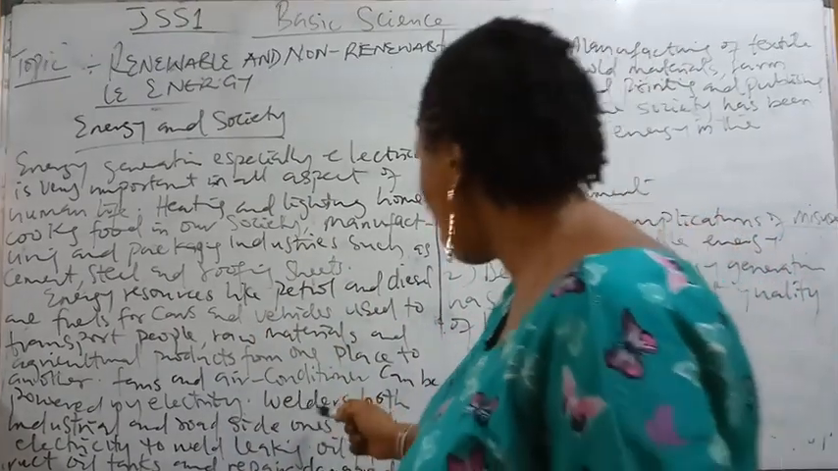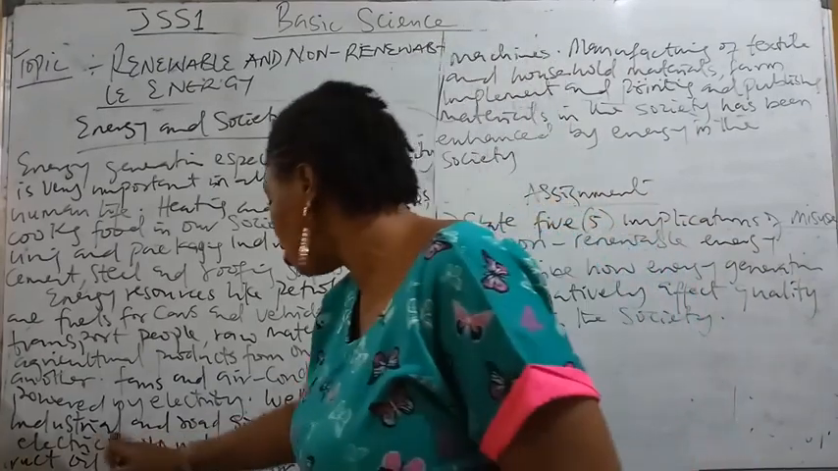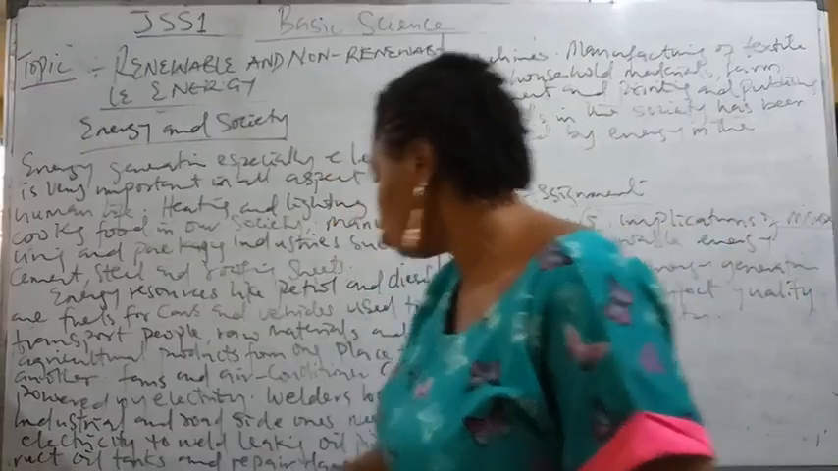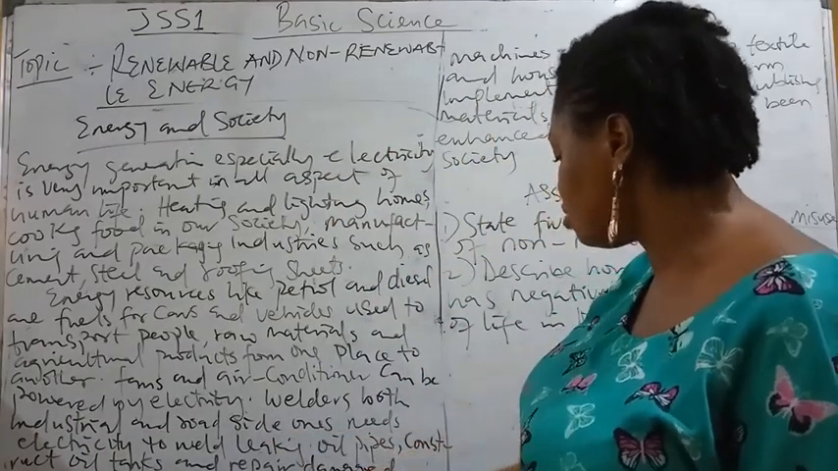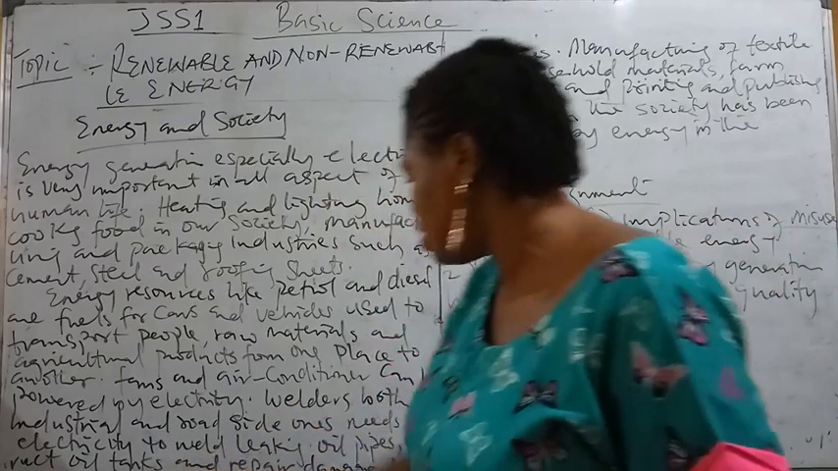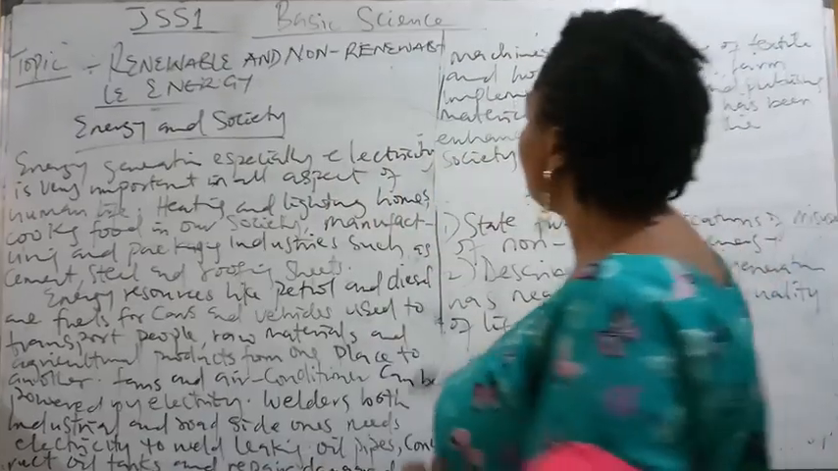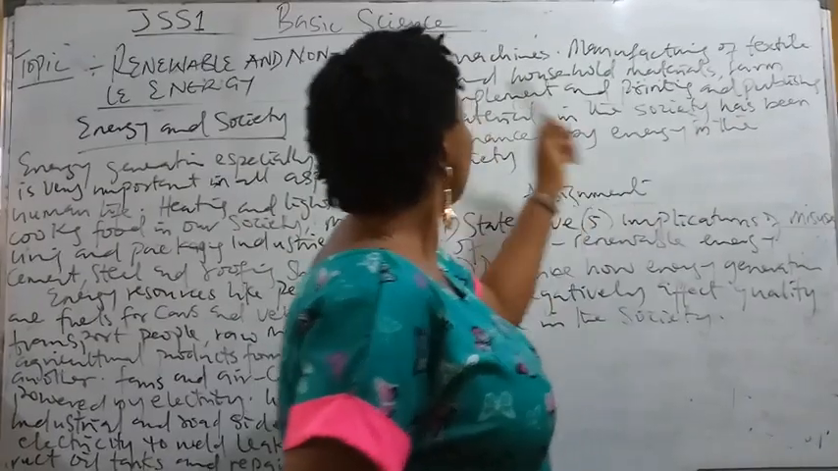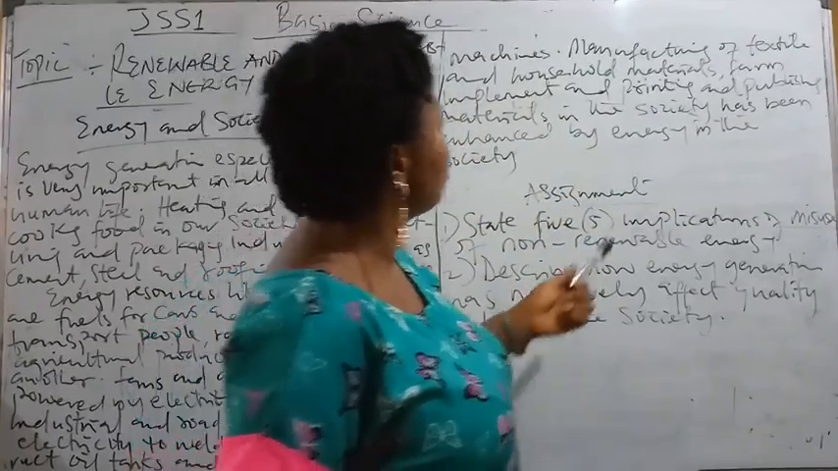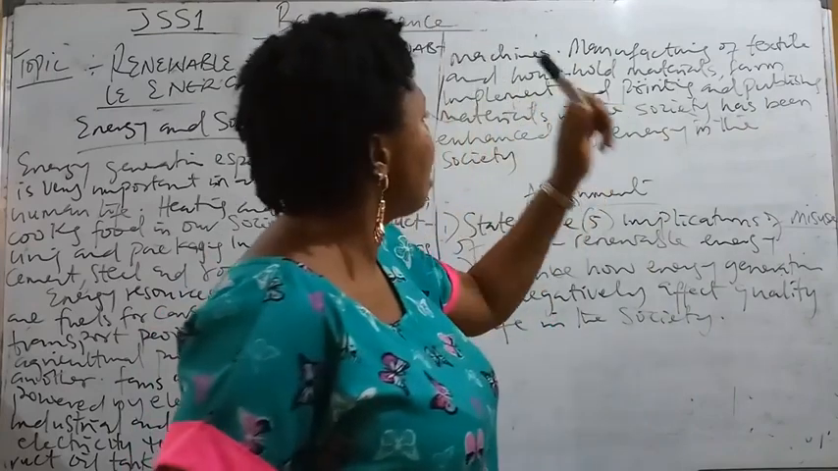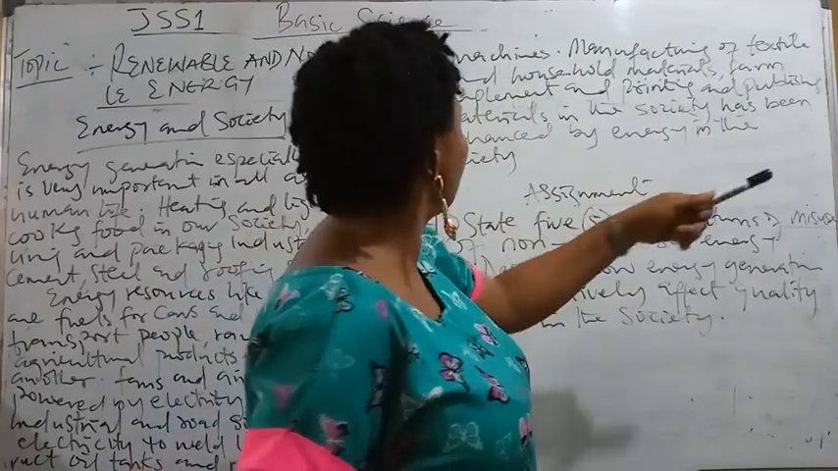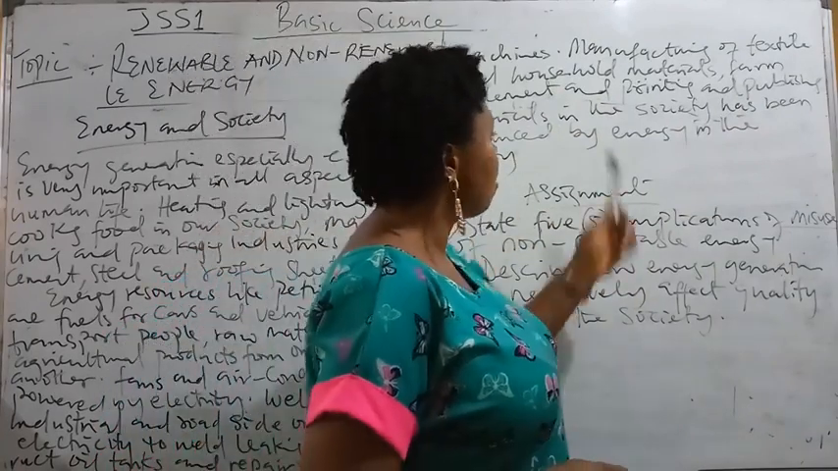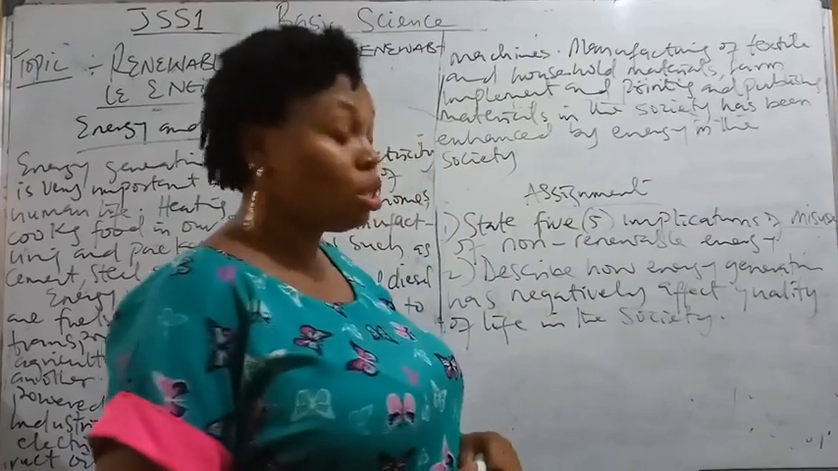That is it. Welders, both industrial and roadside welders, need electricity to weld leaking oil pipes, construct oil tanks, and repair damaged machines. Manufacturing of textile and household materials, farm implements, and printing and publishing materials in the society has been enhanced by energy.